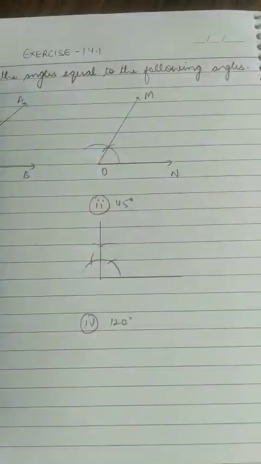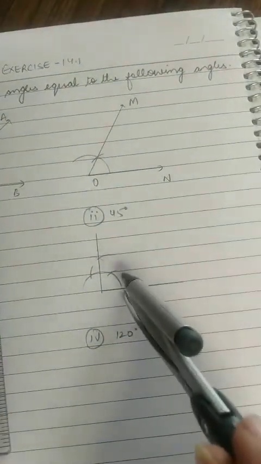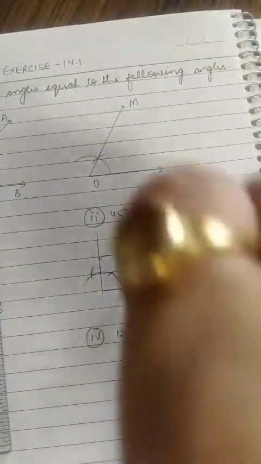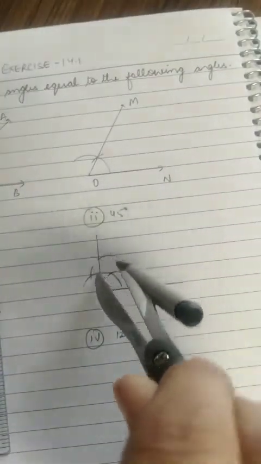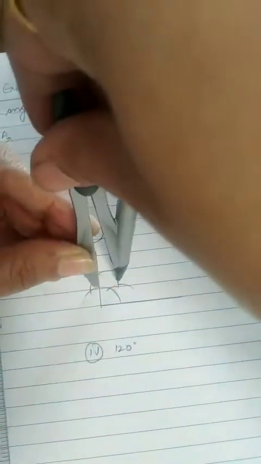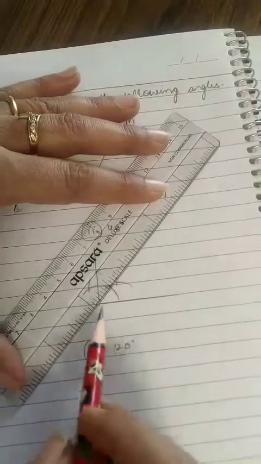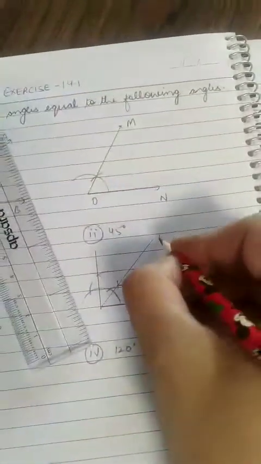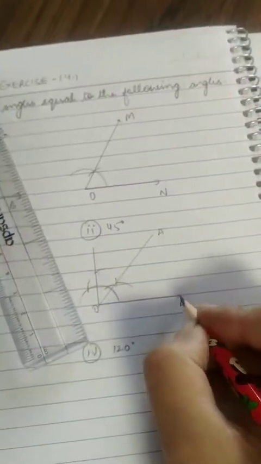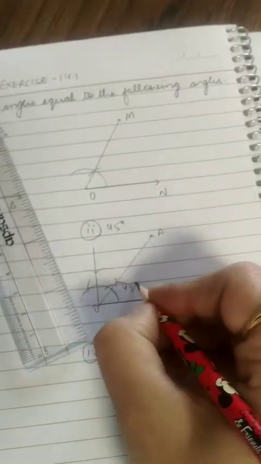Now half of 90, how to draw? We will keep the pointer over here. We will cut this arc. We will keep the pointer on 90 degree and we will cut this previous arc. Here we have cut it. Now we will draw a line passing through this. So AOB is the required 45 degree angle.